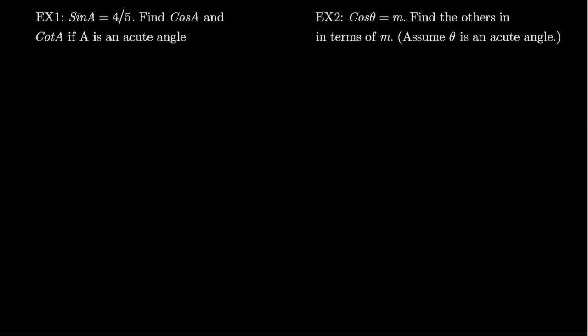Second example, cosine theta equals m, find the others in terms of m. I could do again either way using sine squared plus cosine squared equals 1, or I could use the right triangle. Since this section is about right triangles, I'm going to draw and do the right triangle method. Cosine theta is m. If I turn this into a fraction, I'm going to have m over 1. If I put my theta here, cosine is adjacent over hypotenuse, m over 1.